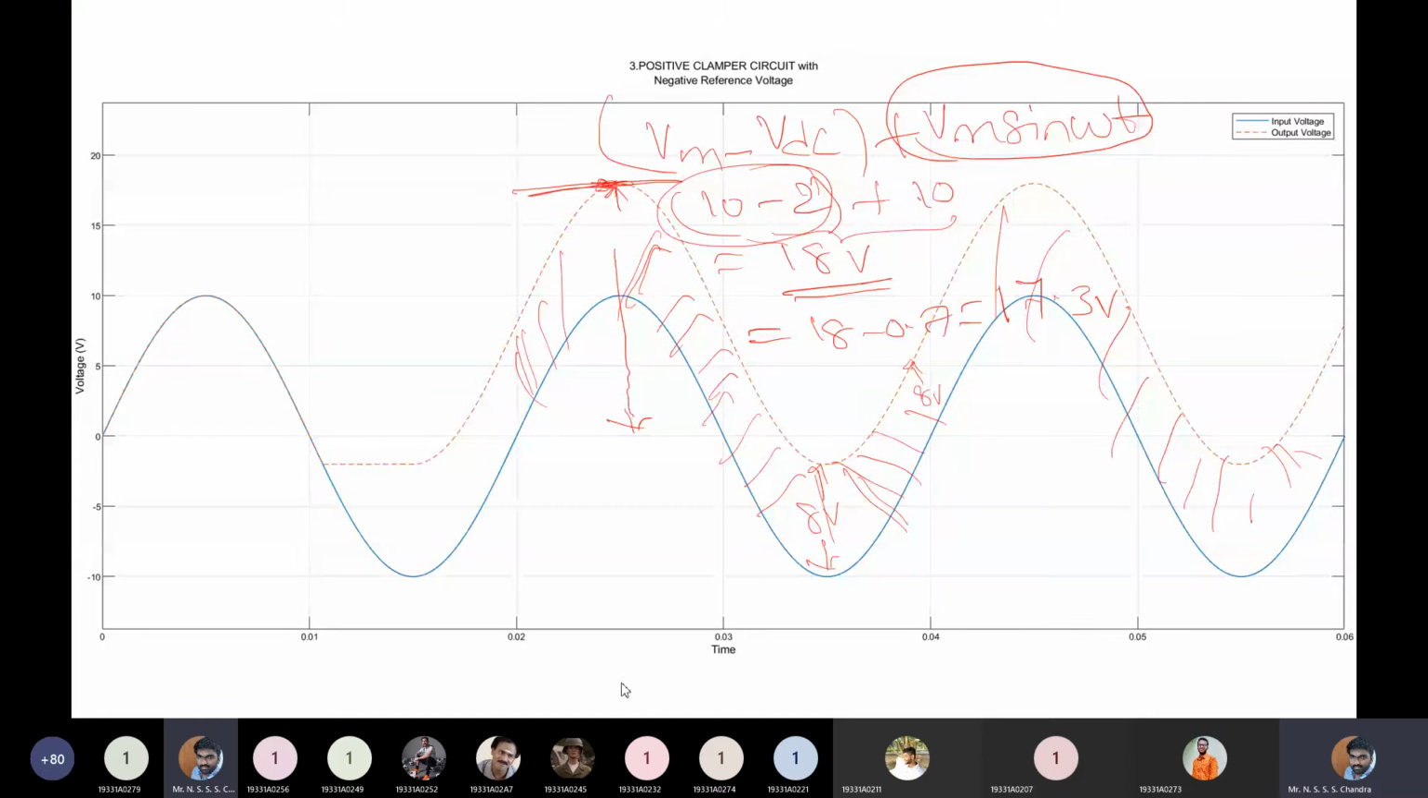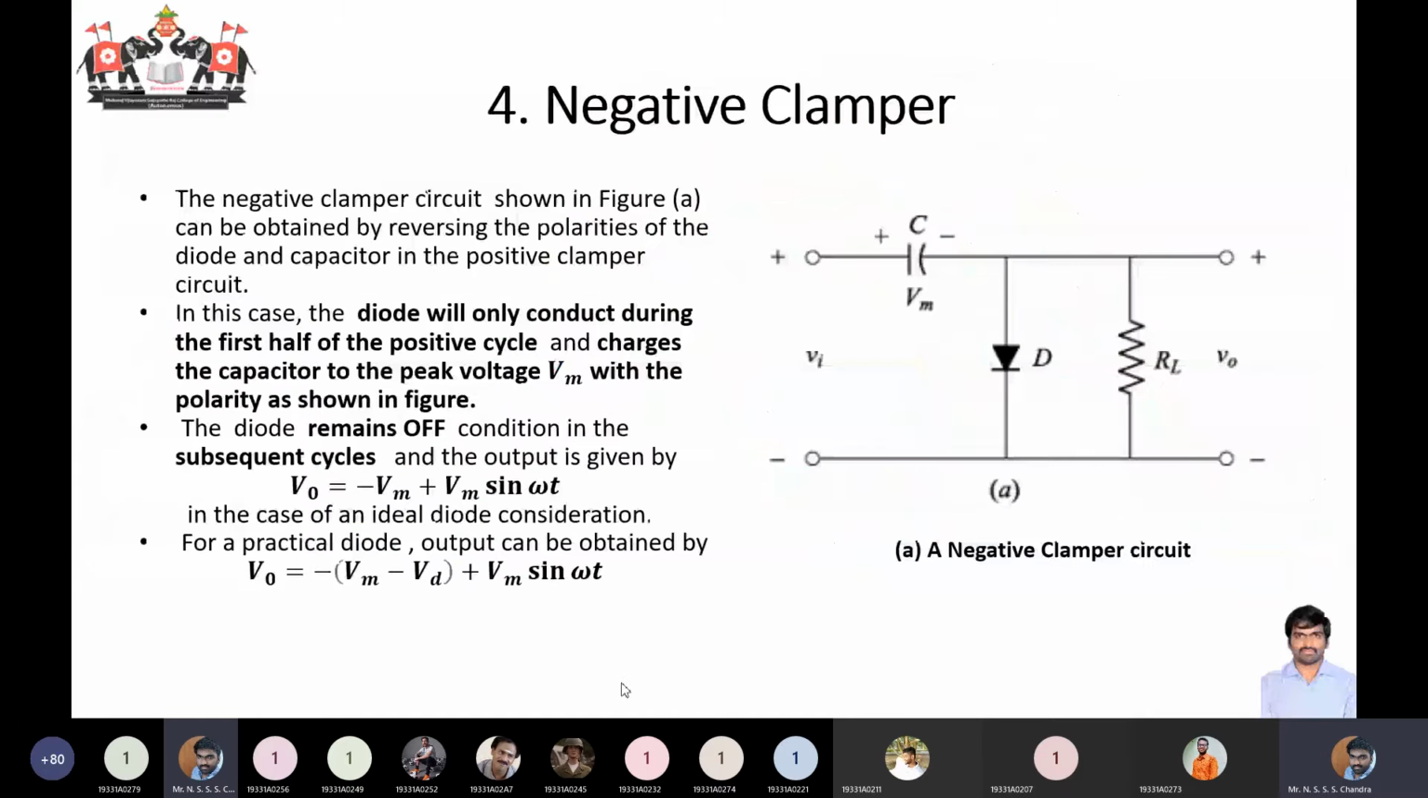So next we have the negative clamper. In the negative clamper, what we are doing is reversing the diode. You can see that here the diode cathode is connected to the ground terminal, whereas the anode is connected to the capacitor.